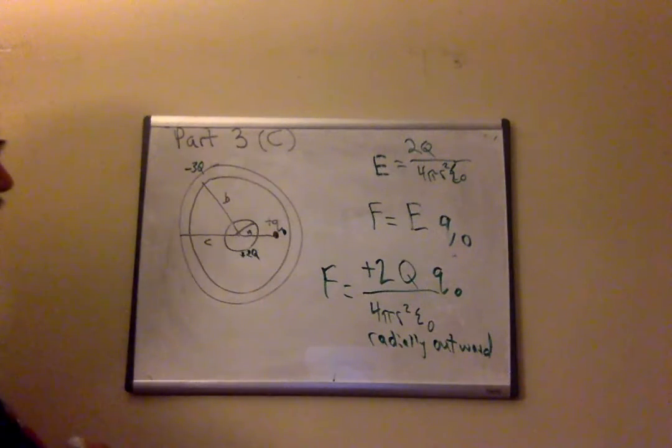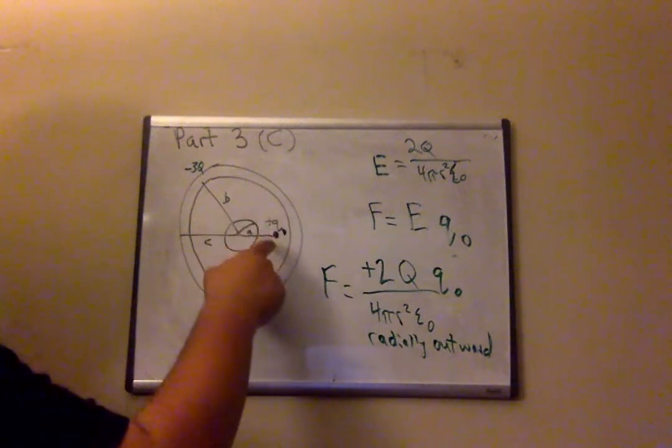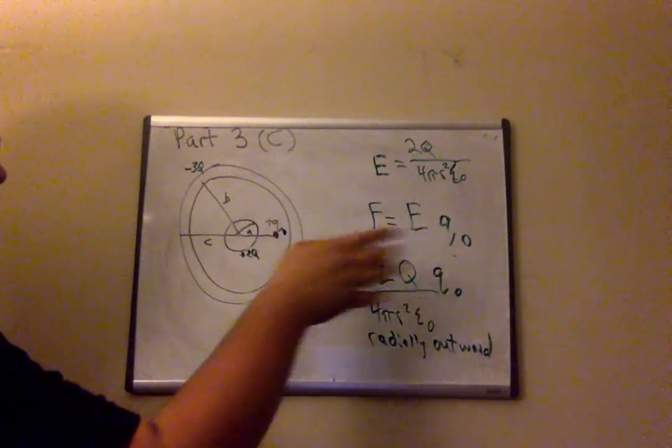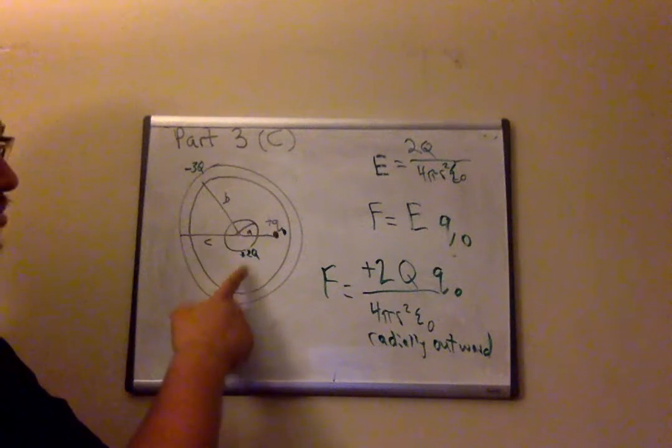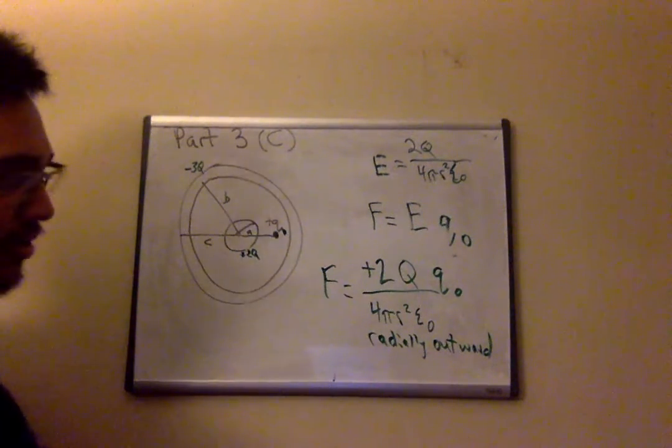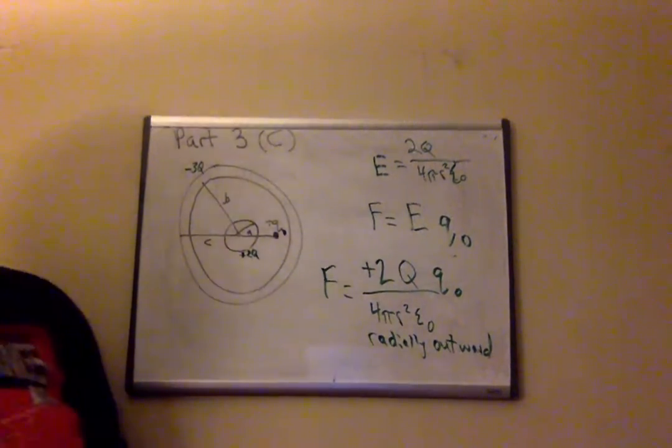We can't say left or right, because here we could say it points right, but if the point was over here, it'd point up, or here, it'd point down. So we really just have to say radially outward as the direction.